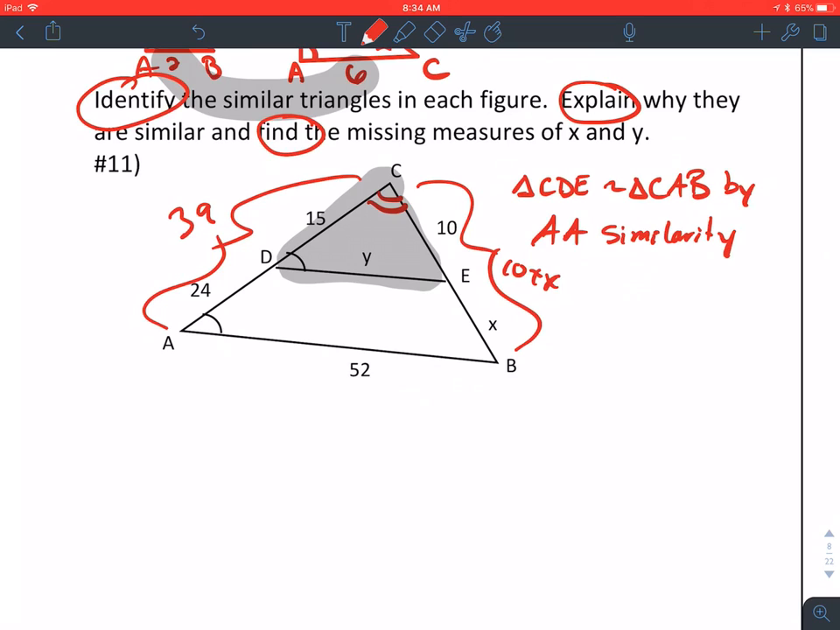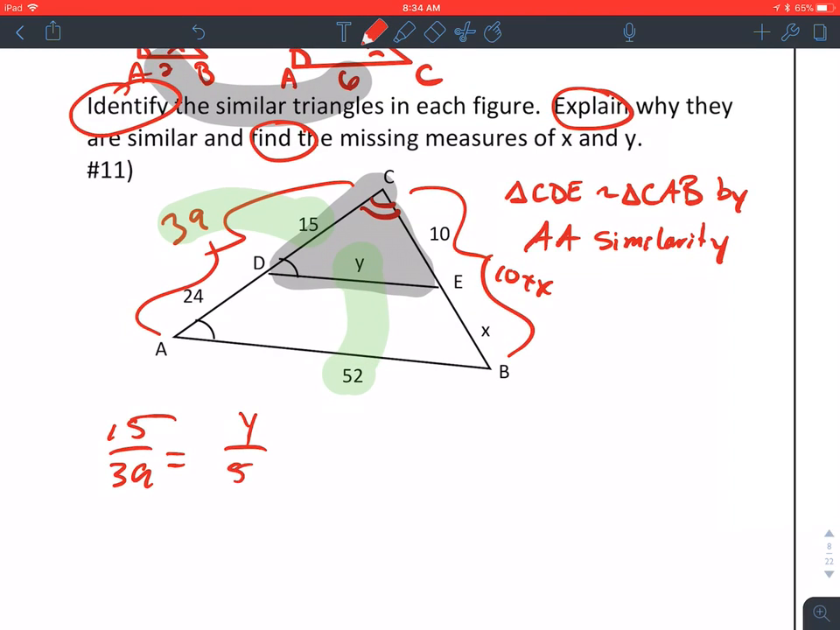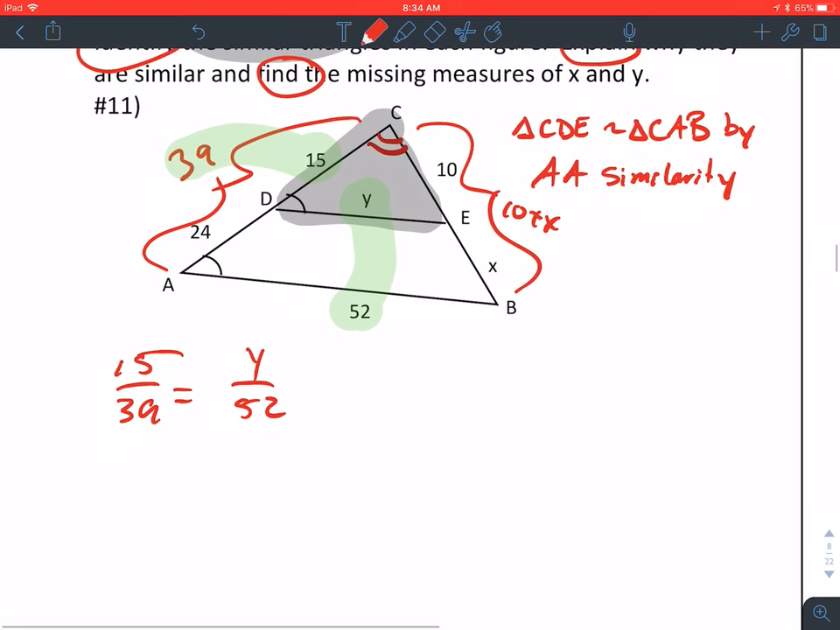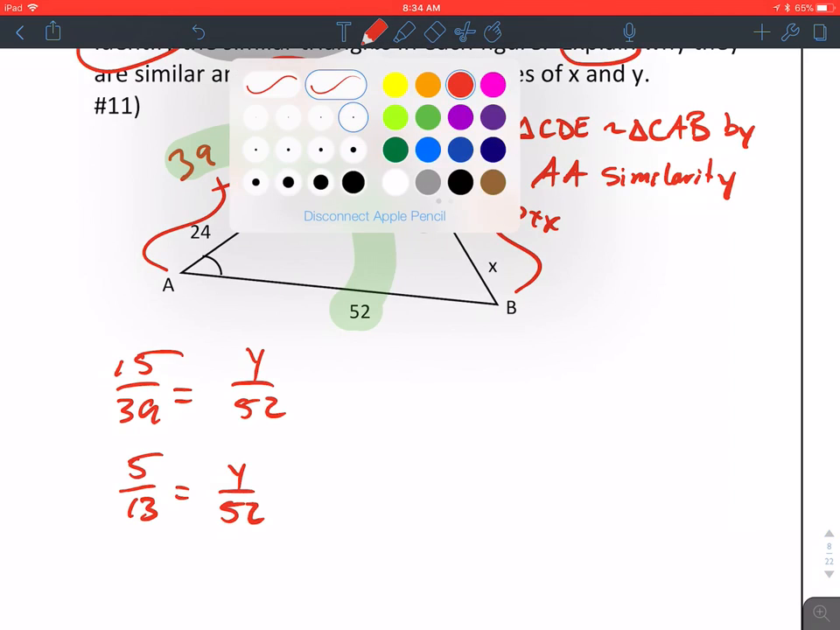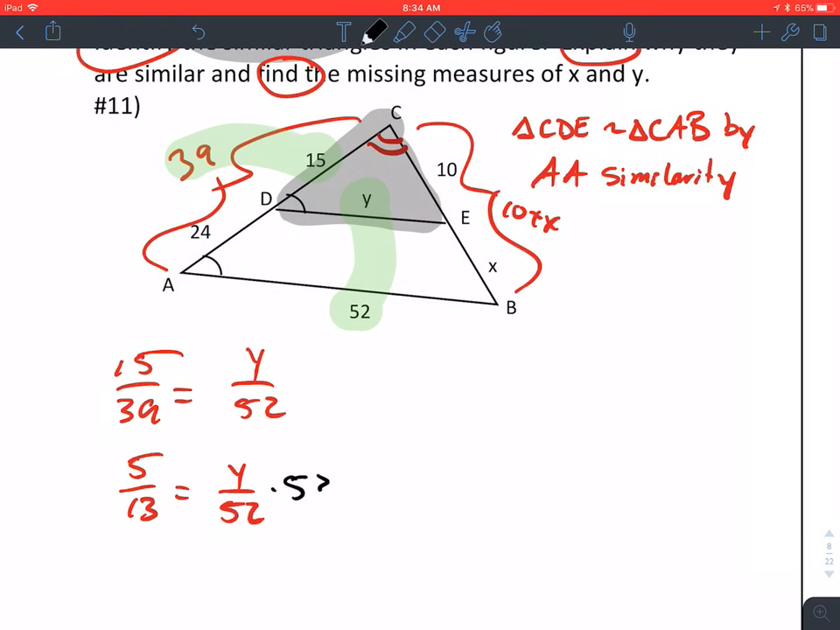So comparing, 15 corresponds to 39. That should be equal to y over 52. 15 over 39 reduces. I can divide the top and bottom by 3 and get 5/13. You don't have to reduce it. I like to. Then I'm going to multiply both sides by 52.